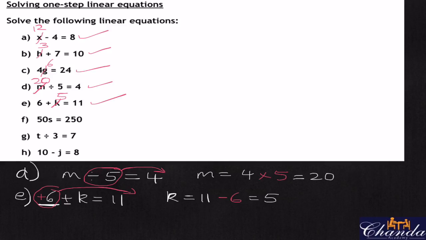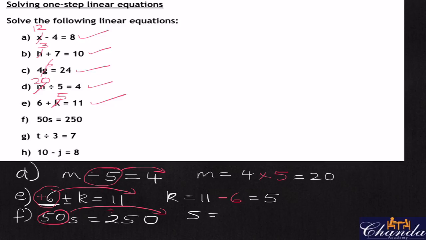Okay, moving to part F now. So we have 50s, which is equal to 250. Now 50s, as we know, is simply 50 times s. So taking the 50 over to the other side becomes a division. Now, folks, you can stop the video at any point you want and solve these equations on your own in order to test your skills.